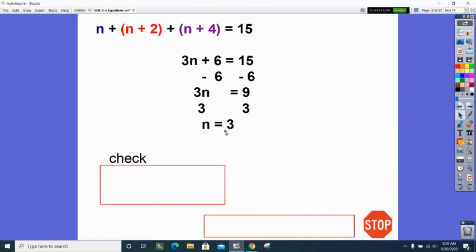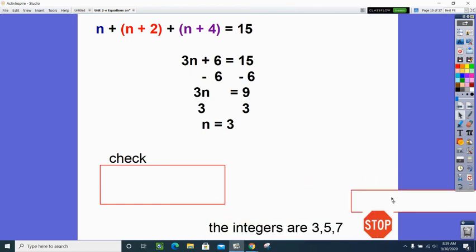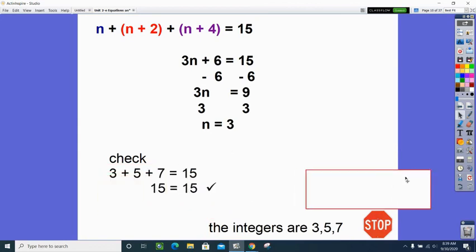And now I want 3. Now be careful. My answer isn't going to be 3, 4, and 5. It's odd. So it's going to be 3 and 5 and 7. So in the check, I just kind of went right there, but just don't write it and not check it. Make sure they actually do add to the total. So that's what a consecutive odd, or to be honest, consecutive even would look like.